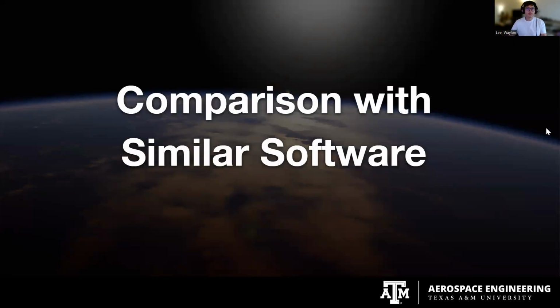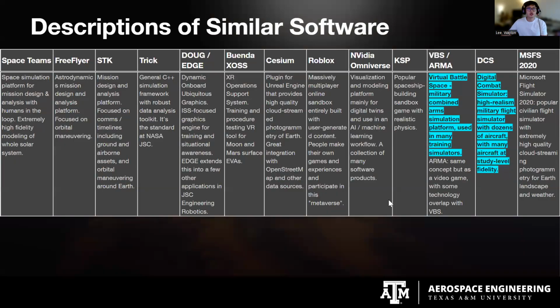So I'd like to go quickly over the comparison with some similar software that's out there at the moment. I won't go through each of these other softwares, but I'll go over some of the highlights. And you can pause the video whenever you like to take a look at each of these slides. So Space Teams is on the left, and of course we're going to be comparing to FreeFlyer, STK, Trick, Doug, Blender, Cesium, Roblox, Omniverse, KSP, VBS, DCS, and Microsoft Flight Simulator.